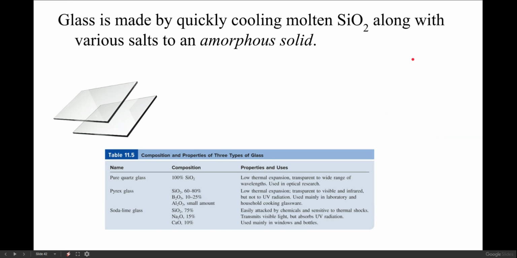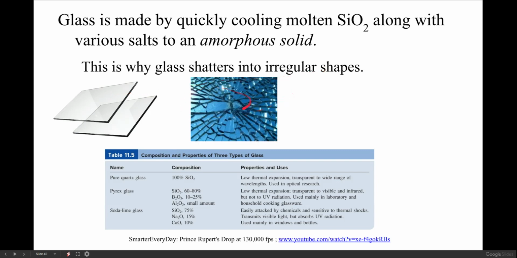Probably the most frequently seen amorphous solid is glass. Take silicon oxide and heat it up until it's molten, and then quench it. Cool it down quickly and you'll end up with an amorphous solid. It's evident that when you apply pressure to glass and it breaks, you get all of these irregular shapes; there's no set pattern that emerges.